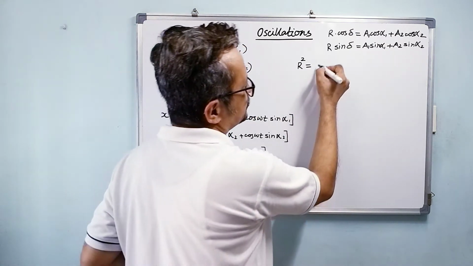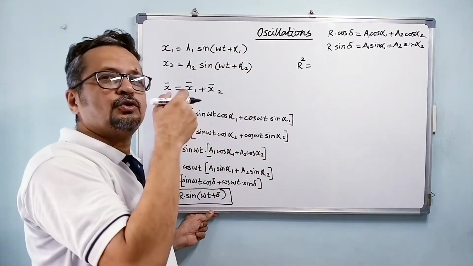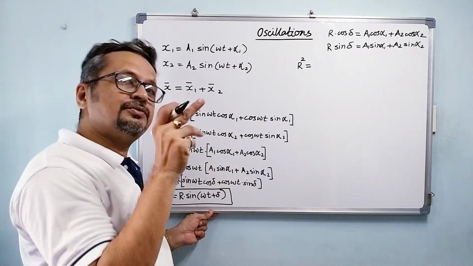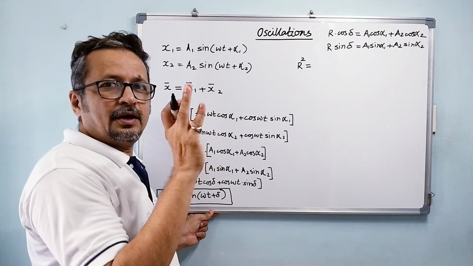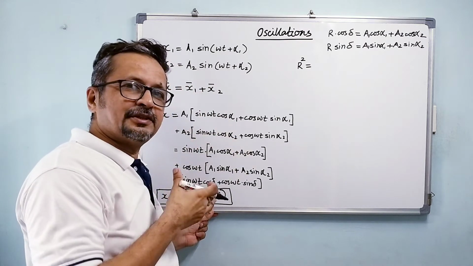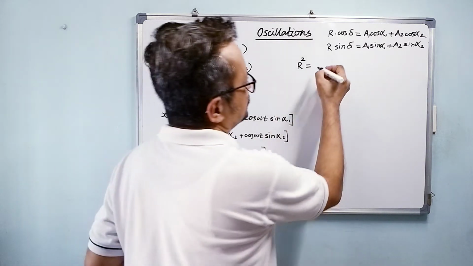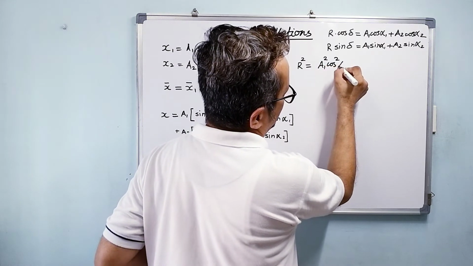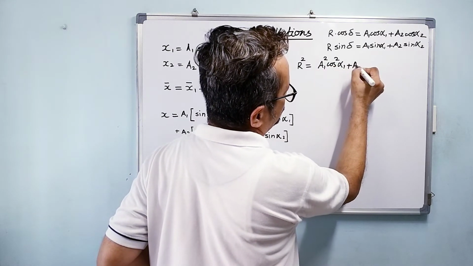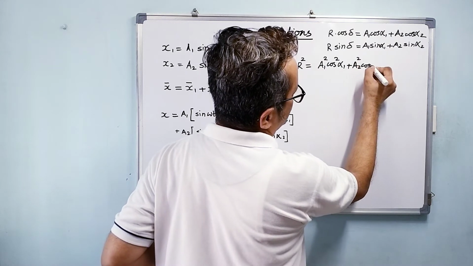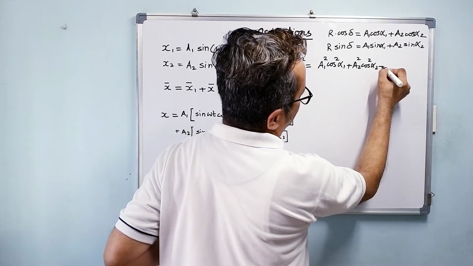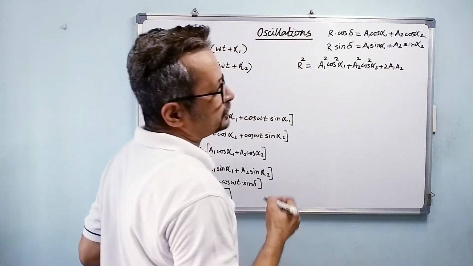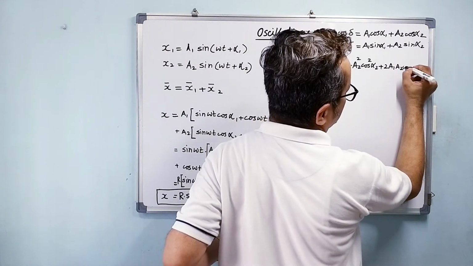Correct? So now, instead of writing it over there and doing it further, I'm going to directly do it. You will get the detailed notes in the description. It is going to be equal to a1 square cos square alpha 1 plus a2 square cos square alpha 2 plus 2a1 a2 cos alpha 1 cos alpha 2.